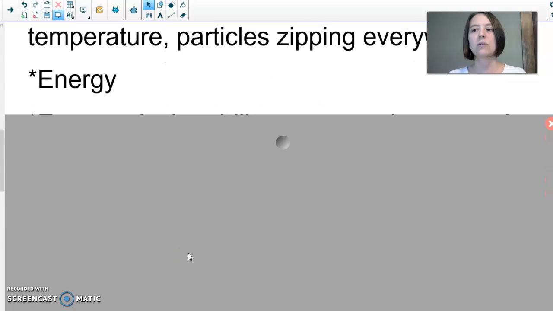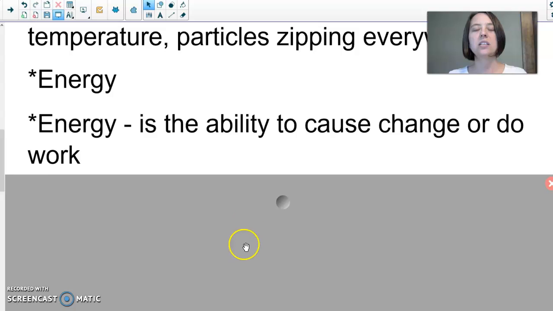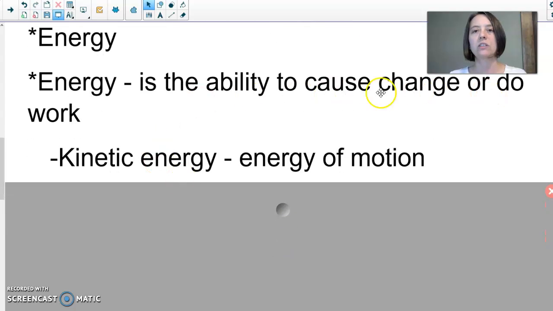So let's talk a little bit more about energy. Technically, energy is the ability to cause change or to do work. And doing work has a very specific definition in science. It's force over a length. But we're going to be dealing with the causing change a little bit more than the other part. That one we'll get into in physics more.